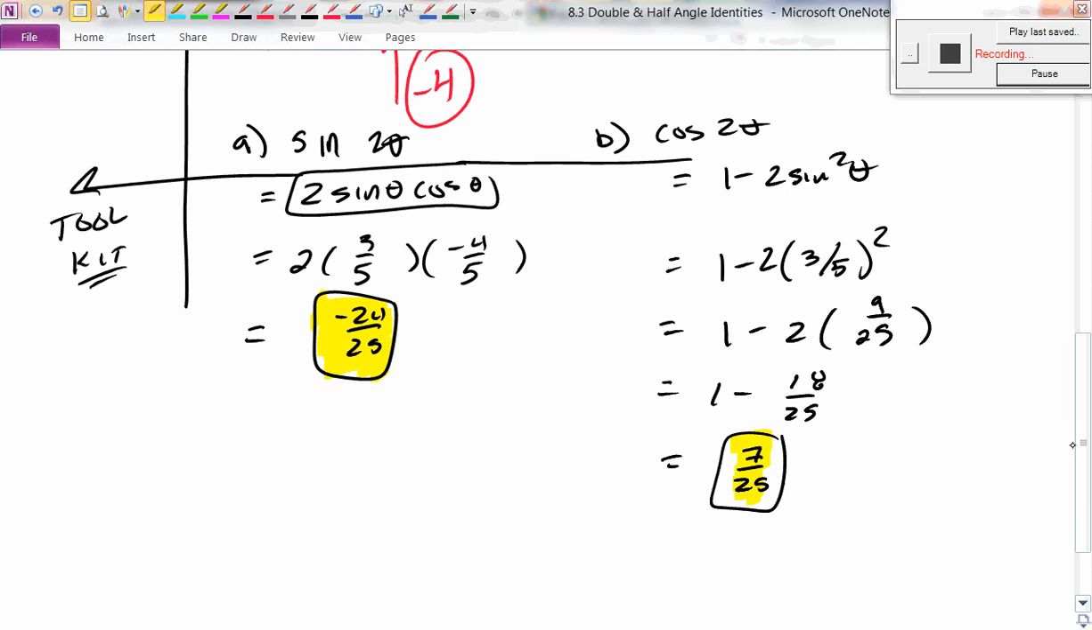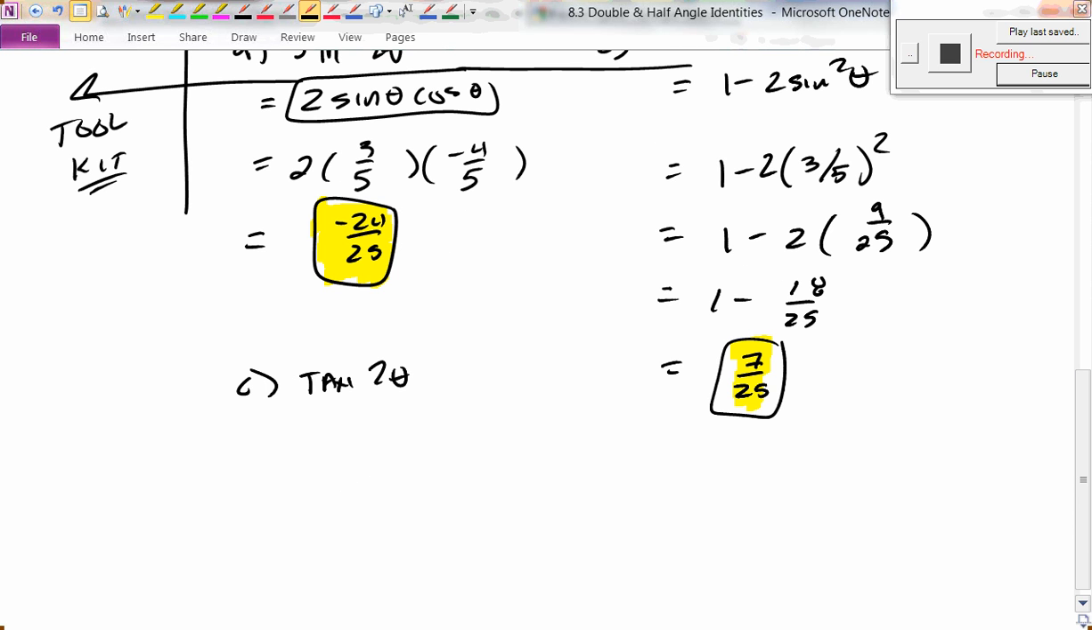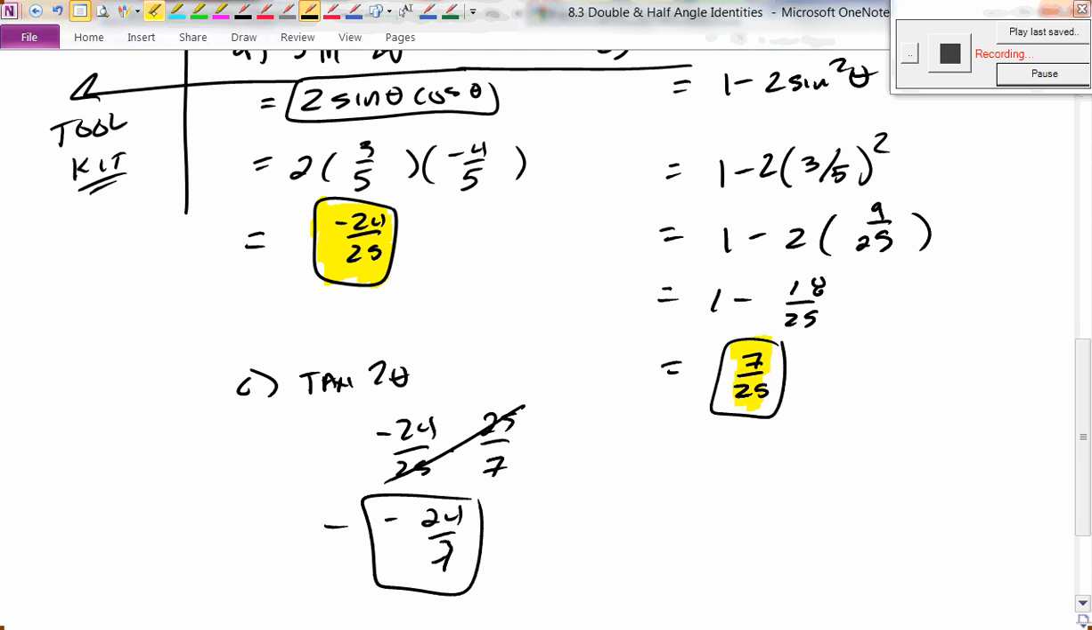Okay, now let's be sneaky here. What's the tangent of 2 theta? Well, isn't the tangent just the same thing as sine over cosine? And don't we have the sine of 2 theta already figured out? And don't we have the cosine of 2 theta already figured out? So couldn't we just say negative 24/25 times 25/7 and get negative 24/7? Oh, snap. That was slick, huh? Now, would we get the same thing if we did 2 times the tangent of x over 1 minus tan squared of x? Yes, we would, but this is way more fun. Why not do that?